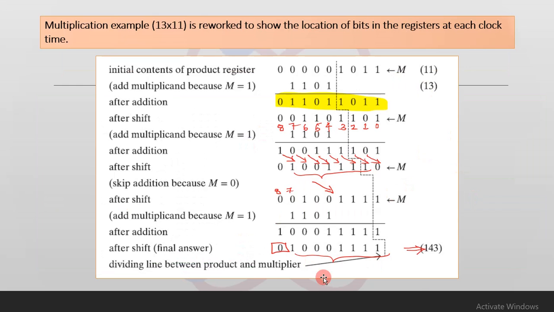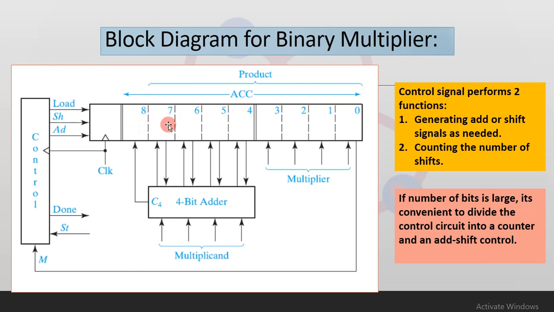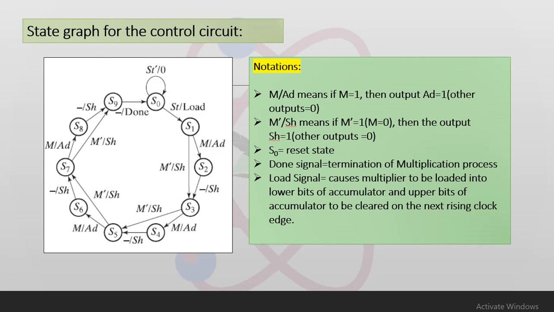So from this example you can clearly see that the partial results or partial products that we had obtained in between were all stored in the accumulator, that is in the positions 8, 7, 6, 5, 4, 3, 2, 1 and 0. And during each shift, the 8th bit was made equal to 0. Next we will look into the state graph for the control circuit.